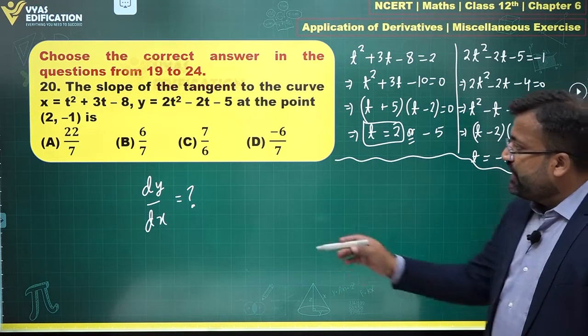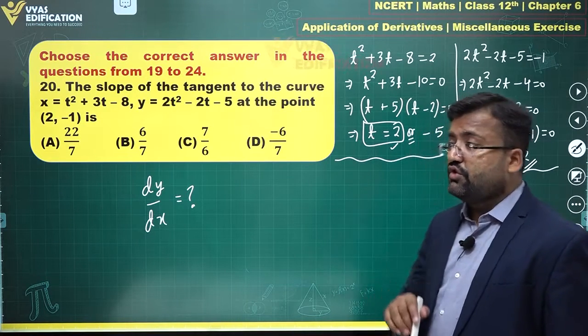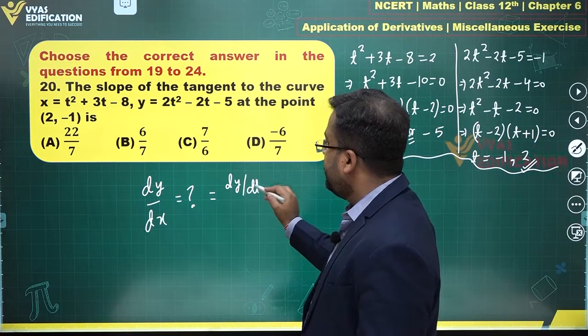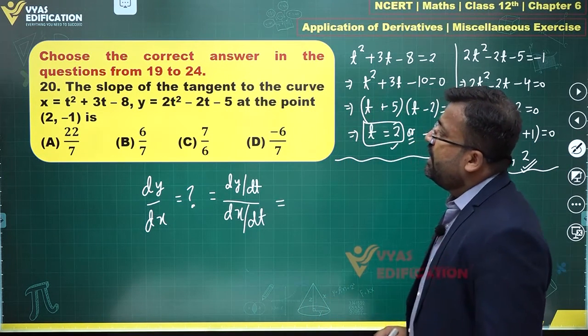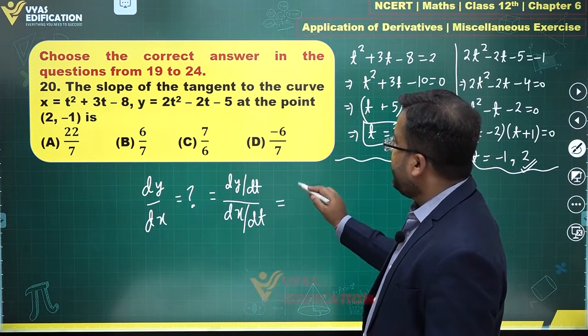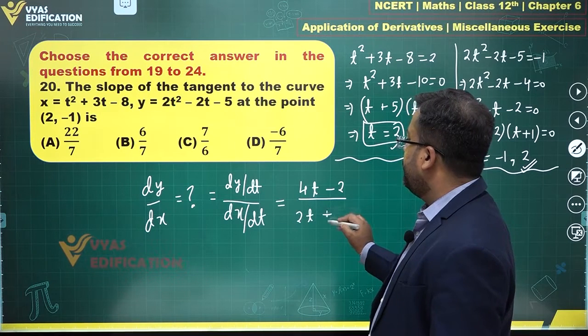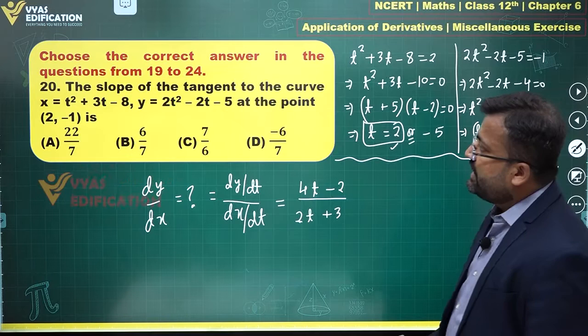For t is equal to 2, we are supposed to find dy/dx, okay? So t is equal to 2 is the important thing. That is something which you should identify first. dy/dx will be equal to (dy/dt) divided by (dx/dt). And what is that equal to? dy/dt is 4t - 2. What is this? This is 2t + 3. That's what you have. 2 times 2 is 4 minus 2 and this is 2t + 3.